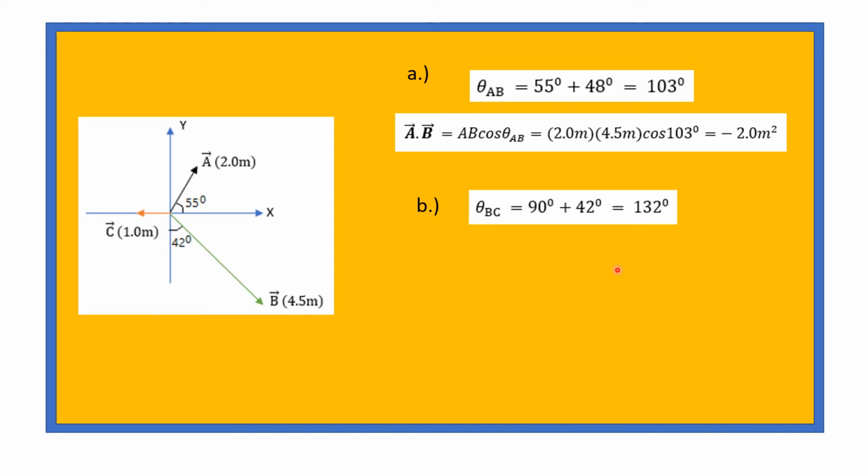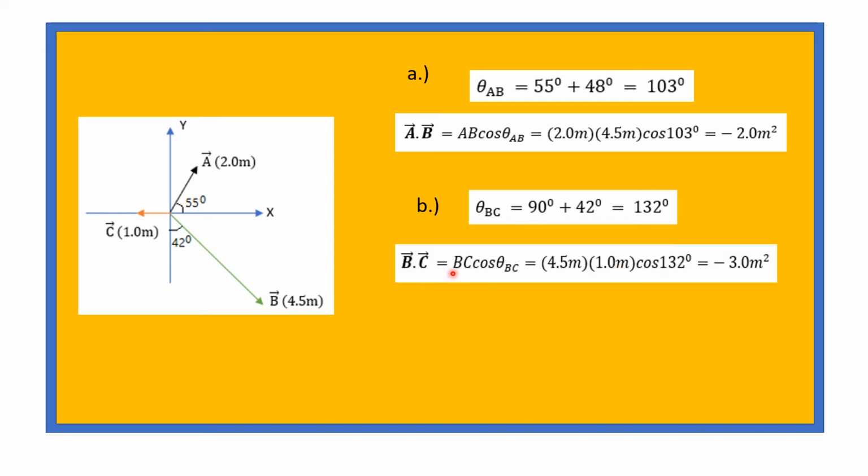So that B dot C is equal to B times C times cosine of the angle between them. So we have B is 4.5 meters and we have C has a magnitude of 1 meter times cosine of 132 degrees. Again, the result is negative 3.0 square meter because cosine of 132 is negative.